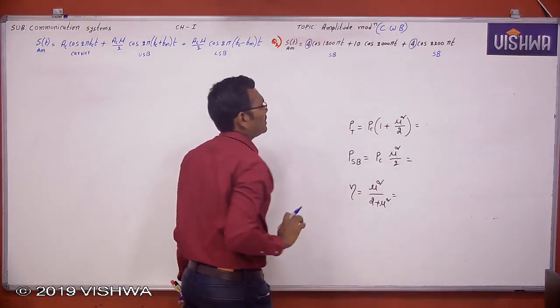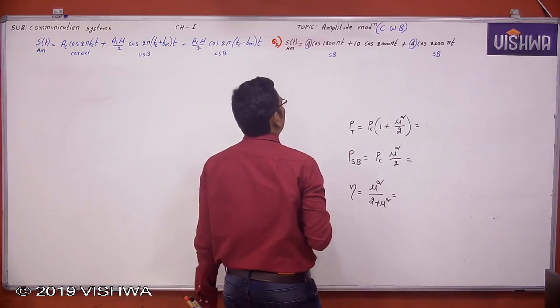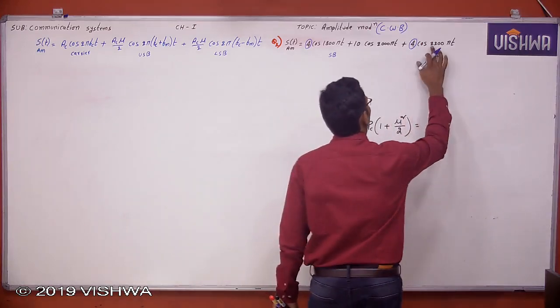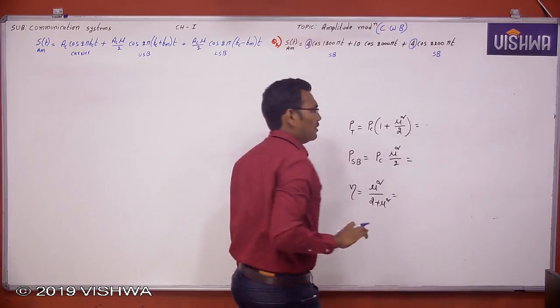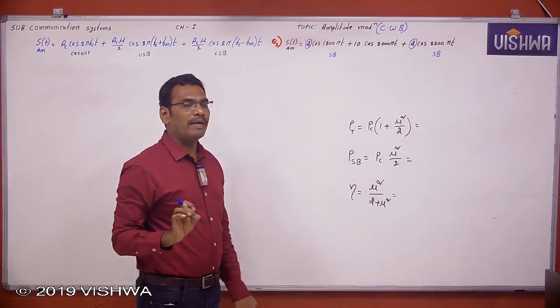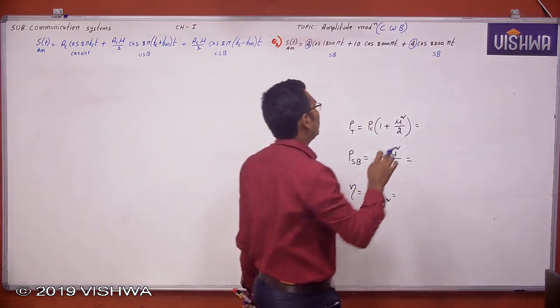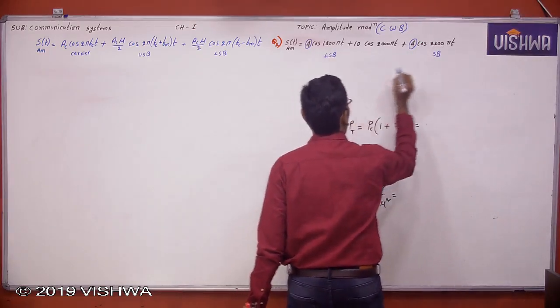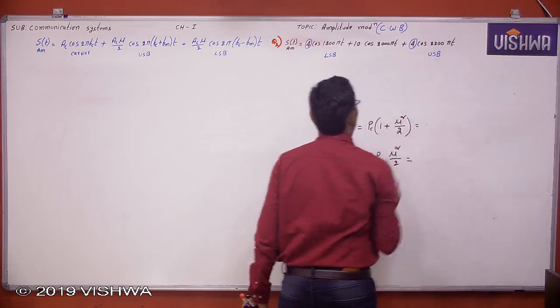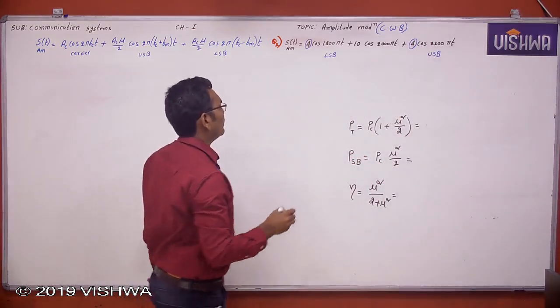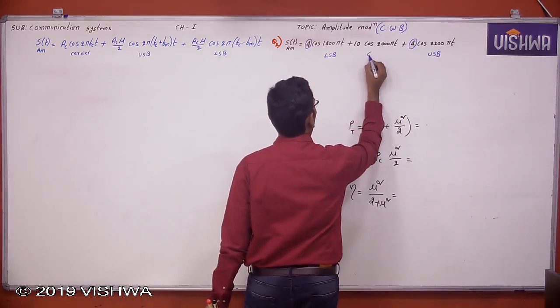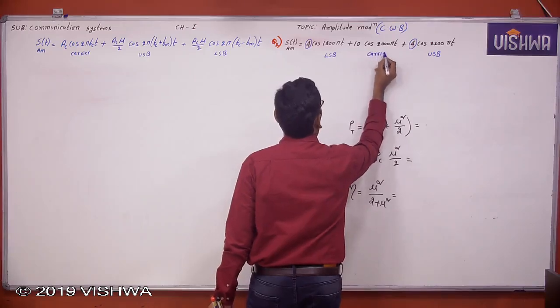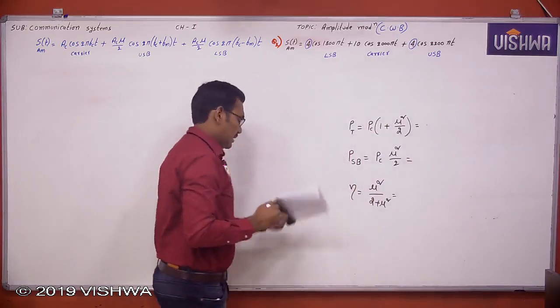So which one is upper sideband, which one is lower sideband? What is the frequency here? 2200? Wrong. Frequency is the scaling of 2 pi f into t. Now here 1100, here 900. Less frequency is the lower sideband, more frequency is the upper sideband. Then what about the remaining thing? The remaining thing is the carrier component. If you assign like this, you can easily get the answer.